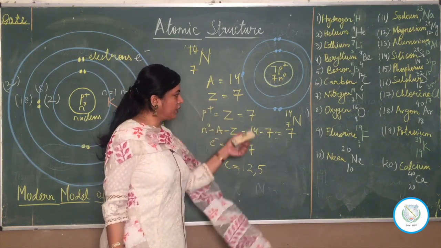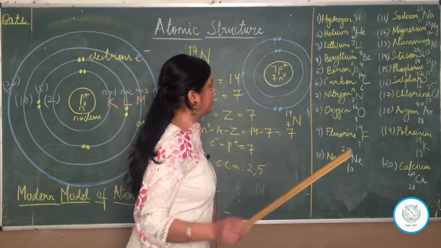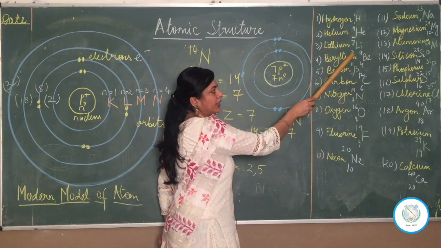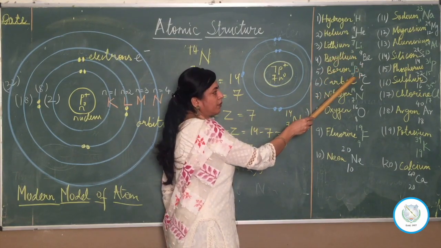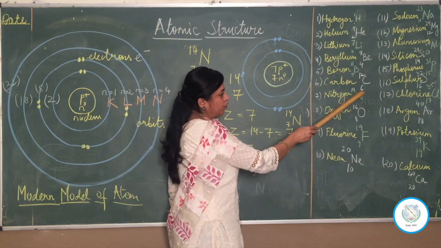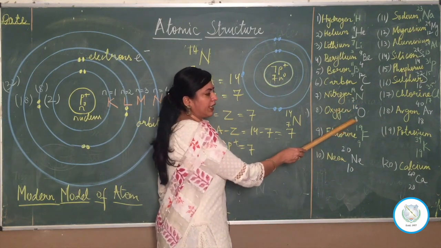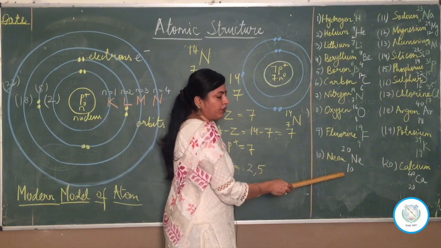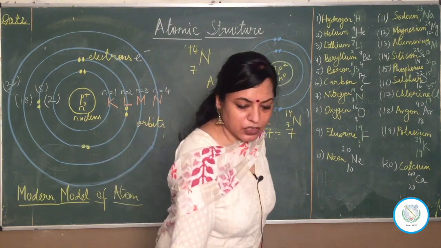So I hope you have understood for these elements. Till 10th, I think it must be clear to you. Here configuration is 1, here it is 2, here it is 2, 1. For number 4 it is what? 2, 2. For number 5 it will be 2, 3. For number 6 it will be 2, 4. For 7, 2, 5 like we did here. For 8, 2, 6. For fluorine, 2, 7. And for neon, 2, 8. So the outermost octet is filled. It is called the octet rule.